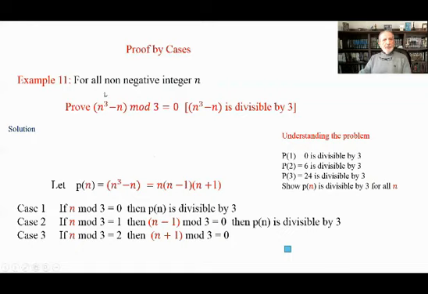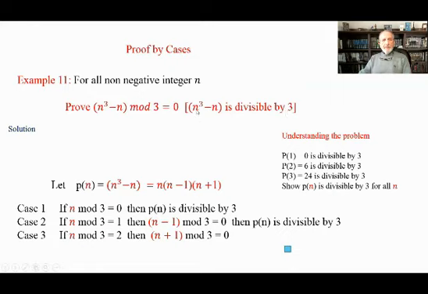Example number 11, for all non-negative integers n, prove n cubed minus n mod 3 is equal to 0, meaning n cubed minus n is divisible by 3. Again, don't start any solution without understanding what is really being asked. n cubed minus n is divisible by 3.